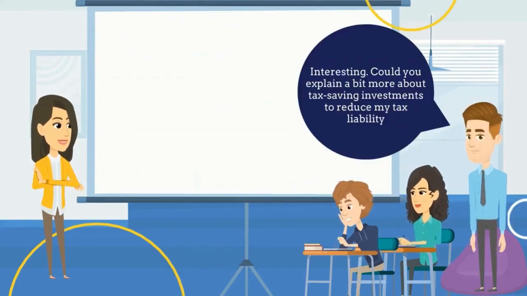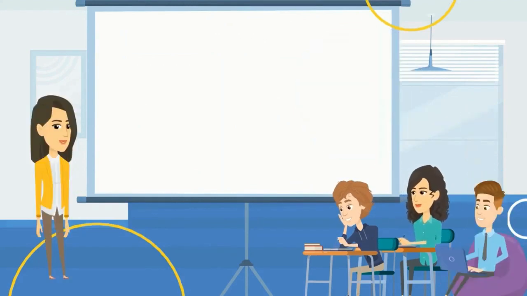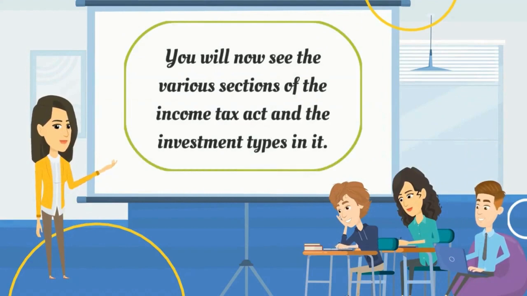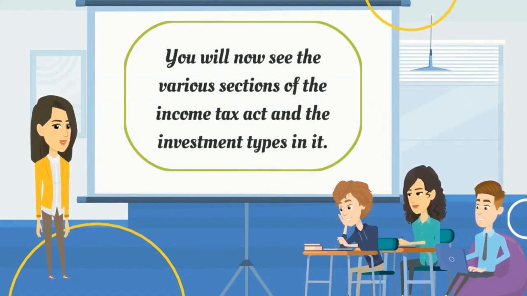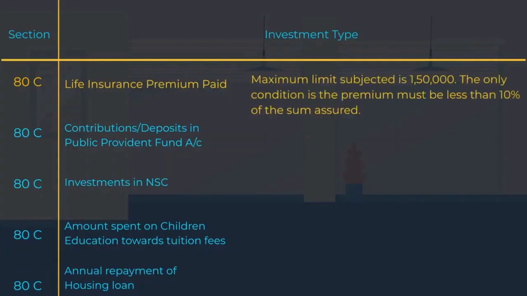Could you explain a bit more about tax-saving investments to reduce my tax liability? Sure. You will now see the various sections of the Income Tax Act and the investment types in it. Maximum limit subjected is 1.5 lakh rupees. The only condition is the premium must be less than 10% of the sum assured.